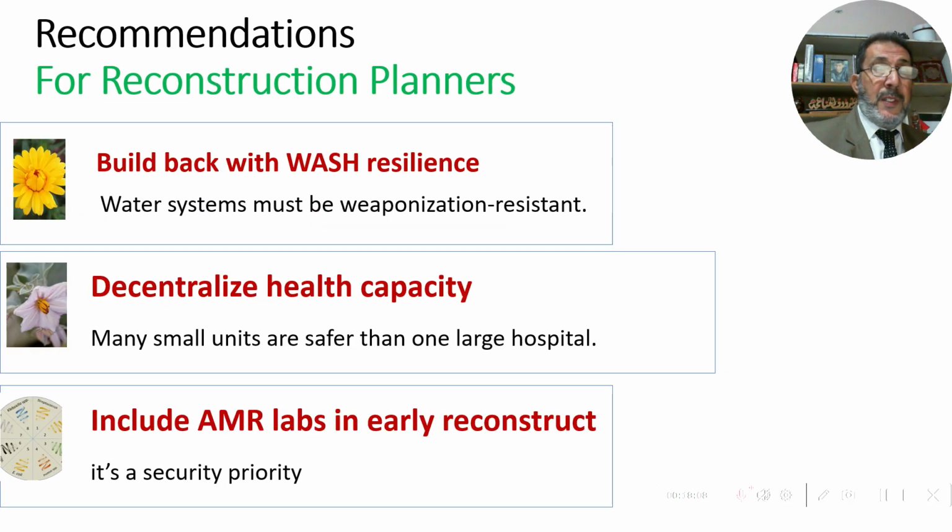For reconstruction planners, build back with WASH resilience. So we have to keep in mind when we are rebuilding that WASH facilities should be integrated in planning. Also decentralize health capacity. Many small units are safer than one large hospital, and that has really been shown in this war. When one hospital was destroyed, especially the large ones, or occupied or attacked, many lives were lost in one week or in one month or during that period. So it is really very vital to think of many small units instead of one large hospital. Also, we have to include AMR labs in early reconstruction. It is a security priority for breaking the cycle.